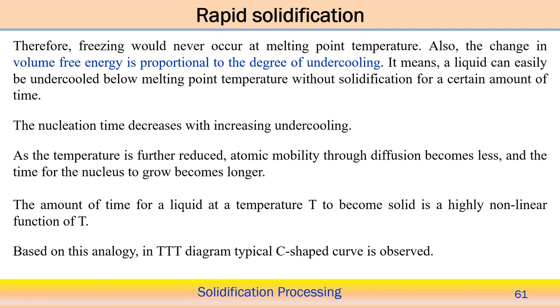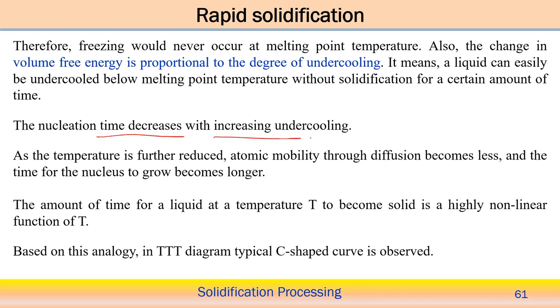It means the liquid can easily be undercooled to lower than the melting point temperature without solidification occurring, up to a certain amount of undercooling or a certain amount of time. So solidification will not occur exactly at the melting point temperature, because it is associated with some undercooling and takes some finite time. The liquid can reach a certain amount of undercooling without solidification. Therefore, the nucleation time gradually decreases with increasing undercooling. With much more undercooling, the nucleation time is decreased. It means that if a high amount of undercooling exists, then nucleation can occur very quickly.